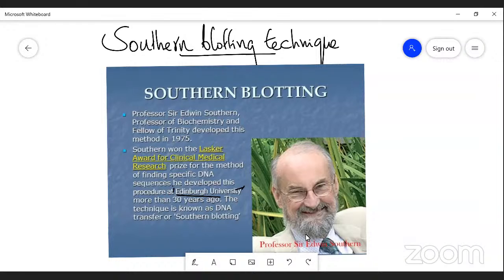What we are going to see, as he explained, is that a specific DNA sequence can be identified from the fragments by using some chemicals. So simply, southern blotting is a technique used for the identification of a particular nucleic acid, DNA. So let me introduce it one by one.